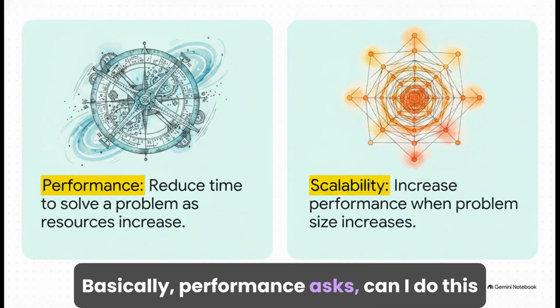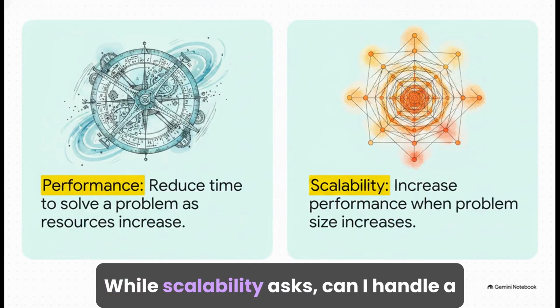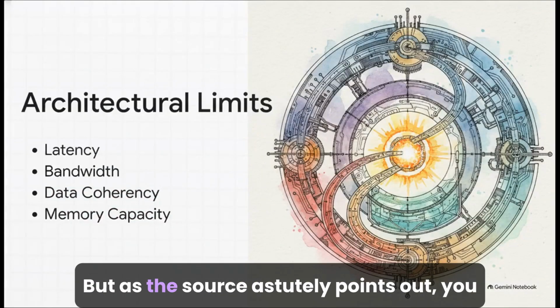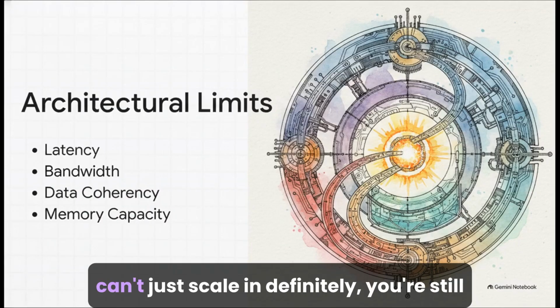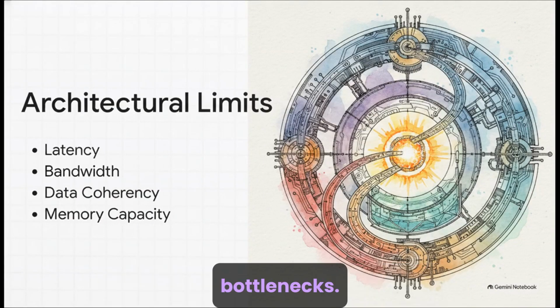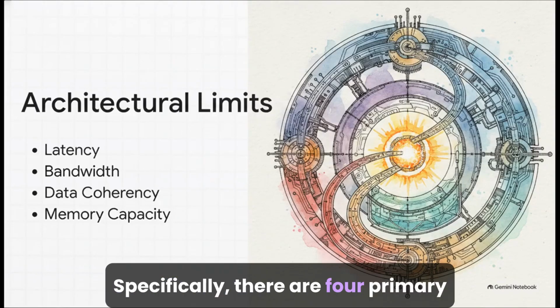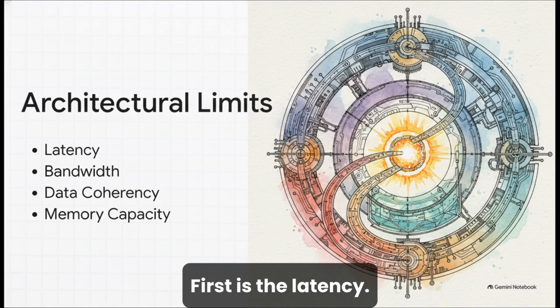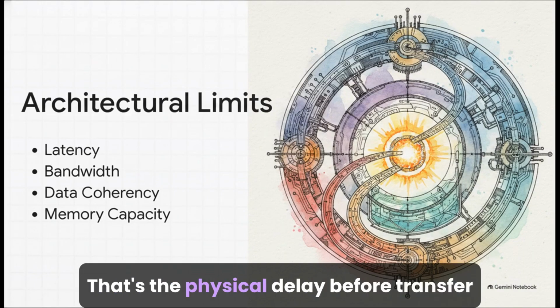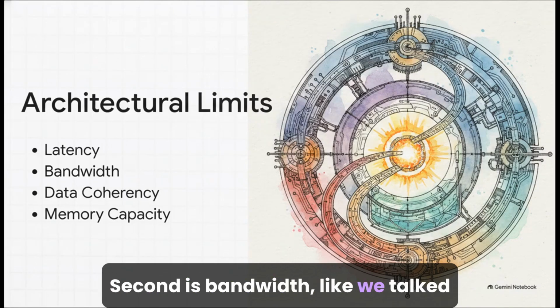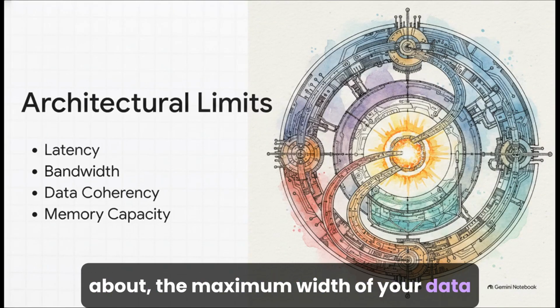Basically, performance asks, can I do this faster? While scalability asks, can I handle a problem that is 10 times bigger? But as the source astutely points out, you can't just scale infinitely. You're still going to face very realistic physical bottlenecks. Specifically, there are 4 primary architectural limitations that govern parallel design. First is latency. That's the physical delay before transfer of data even starts. Second is bandwidth, like we talked about, the maximum width of your data highway.